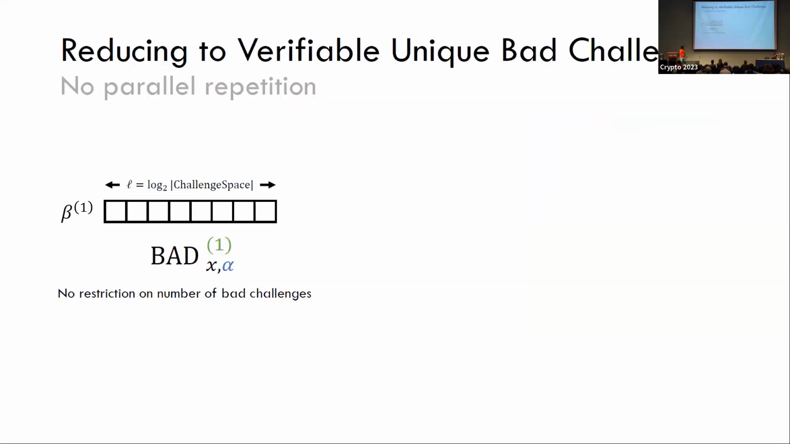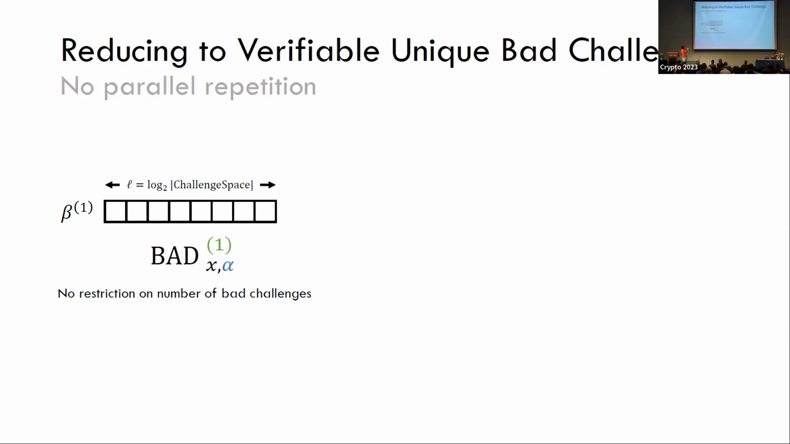So for the last part of the talk, I'm going to show you how you can reduce, for the simpler case of no parallel repetition, just one bad set, but without any restriction on the number of bad challenges, we're going to reduce this to the case of verifiable unique bad challenge.